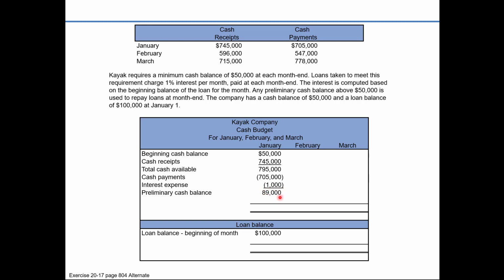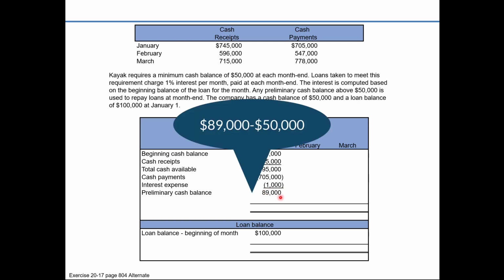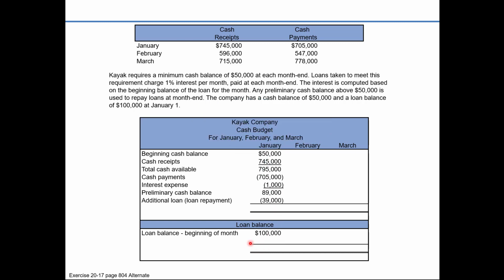So we have to look at this number and determine if it's greater than 50, which it is, and since it is greater than 50, but we need to make sure we have 50,000, the difference between 89 and 50 is how much we can pay back on this loan. We can pay back 39,000 of the loan to leave us 50,000. Now we will compute the ending loan balance. 100,000 minus the 39 that we're going to pay back. Now we have a loan balance of 61,000.